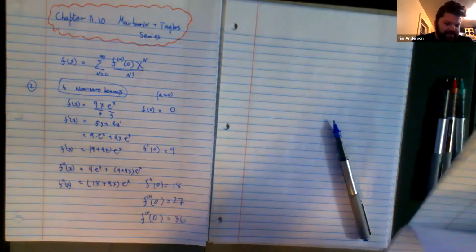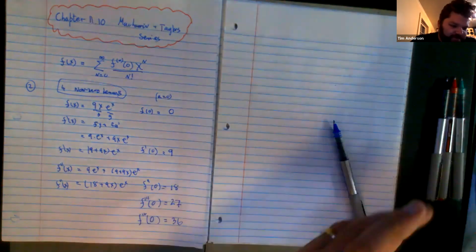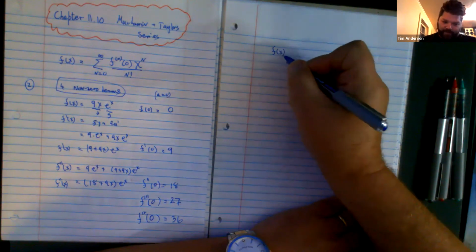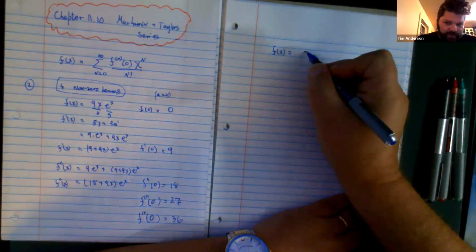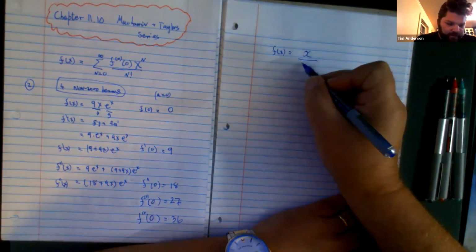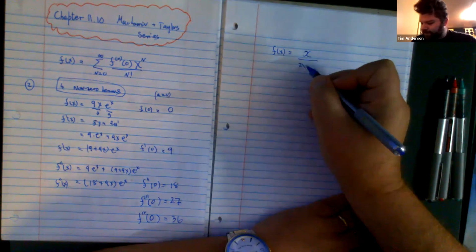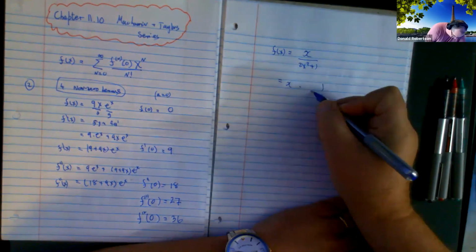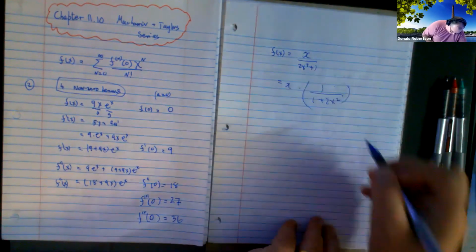So it was find the power series representation for the function f of x equals x over 2x squared plus 1. Okay. So you're going to pull out an x, and I like to write them that way around. It's just me, right? You're going to get that. Agreed?